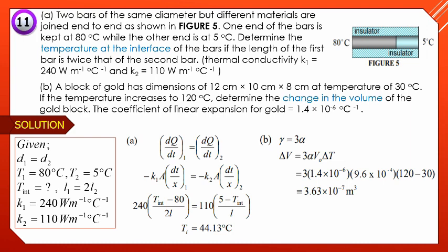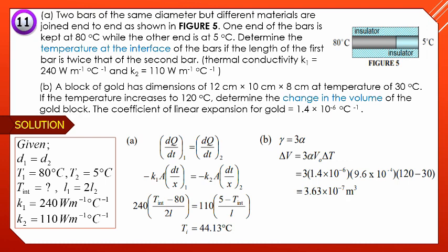So for the steady state, dQ, the rate of heat transfer in the first bar, is equal to the rate of heat transfer in the second bar. When we substitute the values, we get that the temperature at the interface is equal to 44.13 degrees Celsius.